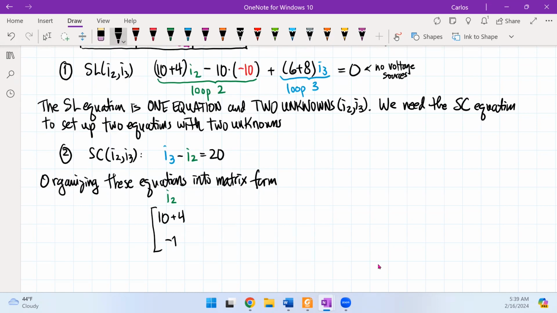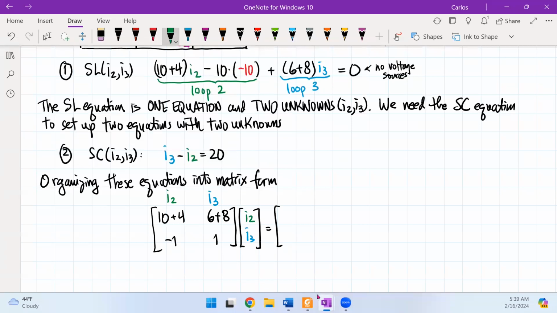So then if I look at I3 here, you could see that the top I3 is going to be 6 plus 8, and then from equation 2, I'm going to get plus 1. So in this case, this is I3. So then this is I3, this is I2.